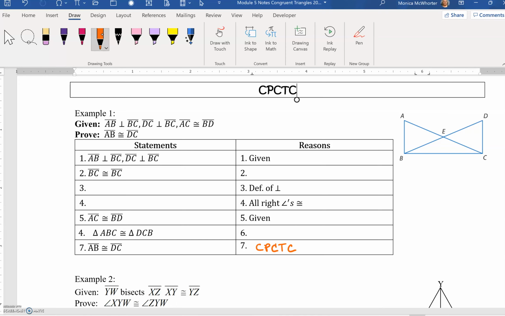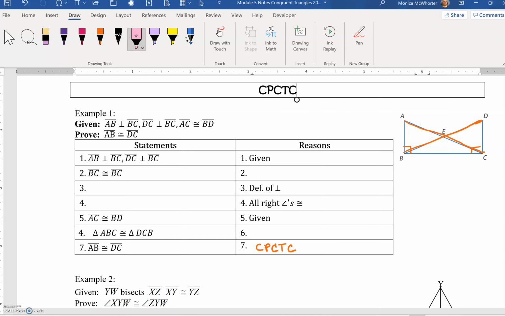If we look at what we're given, it says that segment AB is perpendicular to segment BC. That means there's a right angle there. Segment DC is perpendicular to segment BC. That means there's a right angle there. We are also given that segment AC is congruent to segment BD. And I don't know how to mark that other than to just color them the same color. So I'm going to do that.